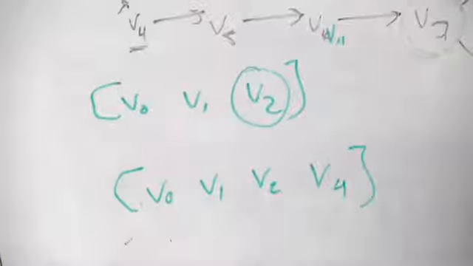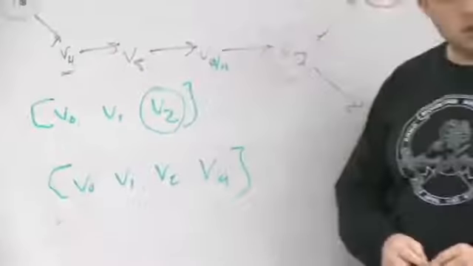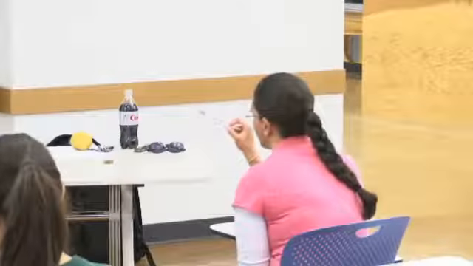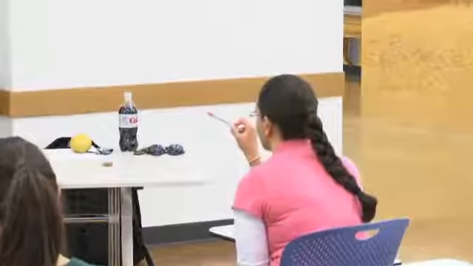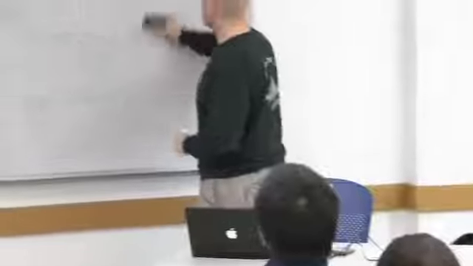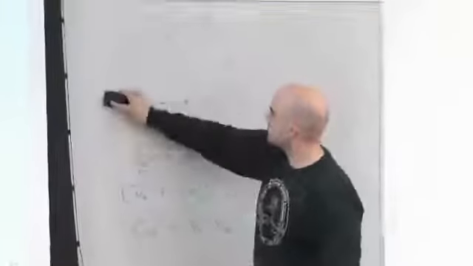So if V2 also went to like V10, would the new path be V0, V1, V2, V4? No. No. So we should probably get rid of this.